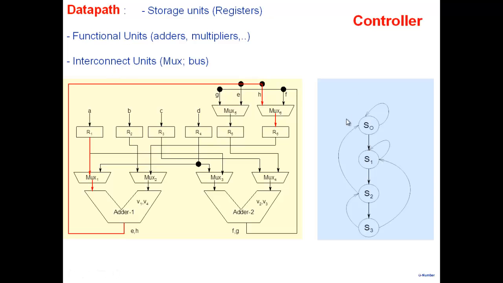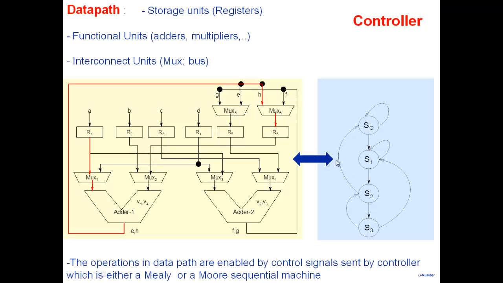And the controller is our finite state machine. The controller is a finite state machine, goes through a series of states. In each state, it sends signals to the data path, telling the data path what to do, what to add, what to subtract, what to multiply. So the controller is sending all these signals there and deciding what really happens in the data path.